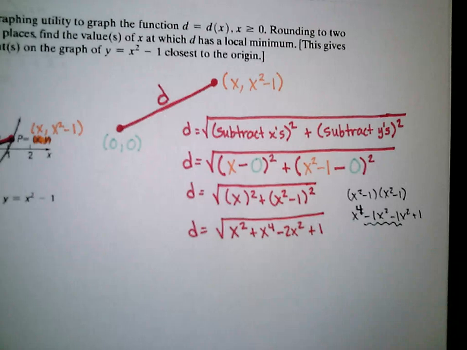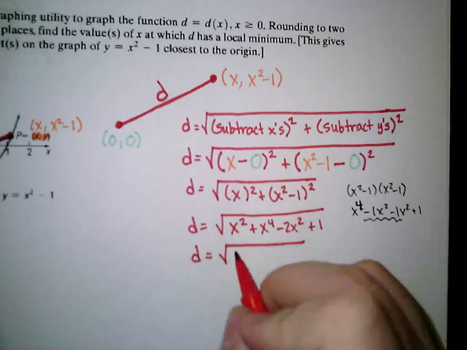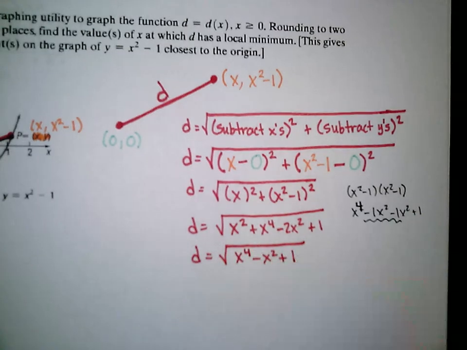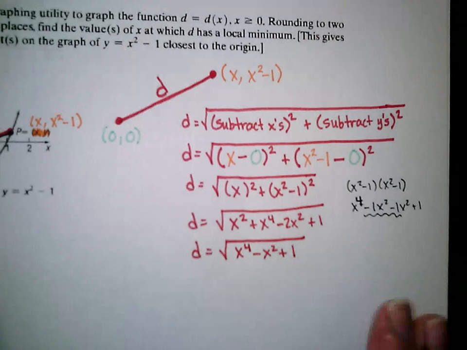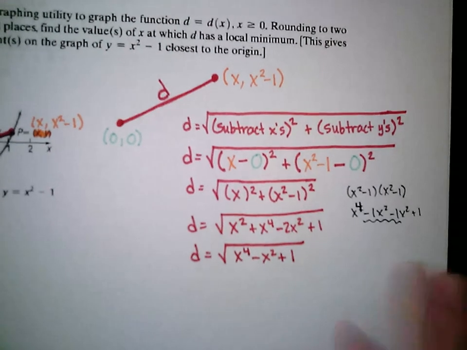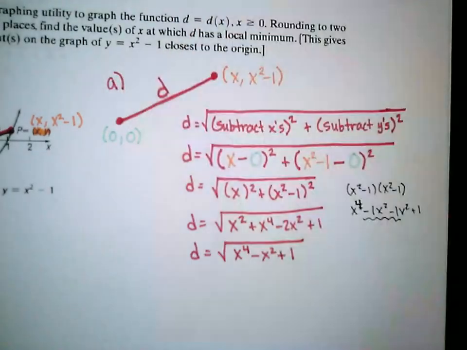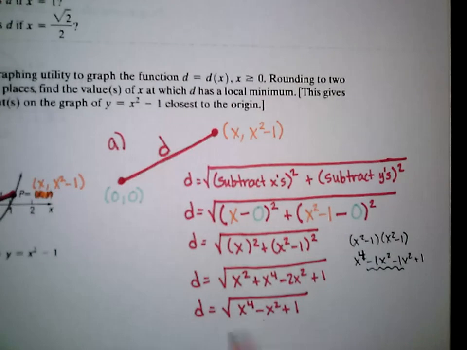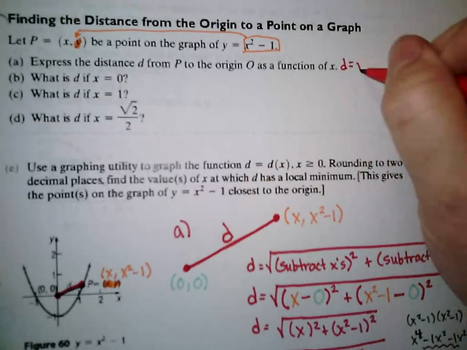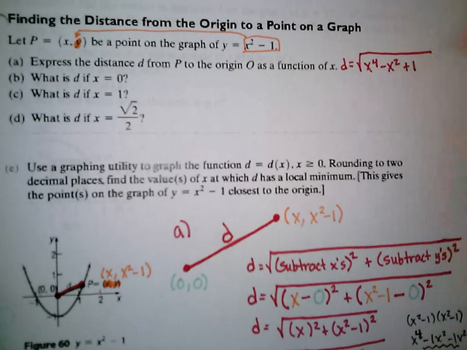Then I have more like terms to combine. So my distance ends up being the square root of x to the fourth minus x squared plus 1. And that's really all I can do for that. So the answer to part A would be the distance expressed as a function of x. So that's part A, would be this right here. So D equals the square root of x to the fourth minus x squared plus 1.